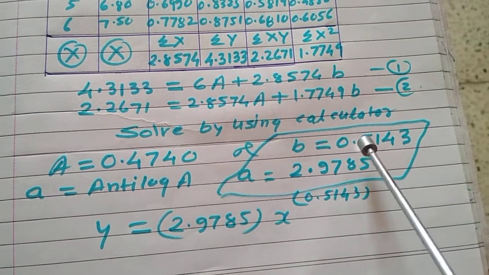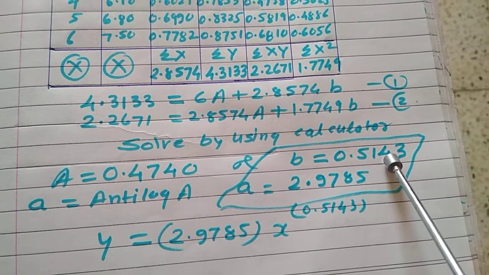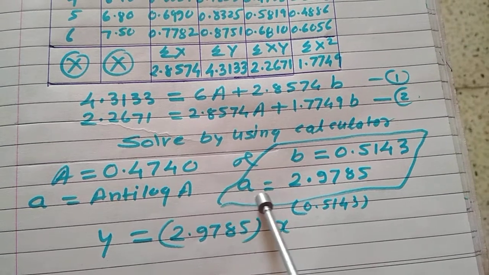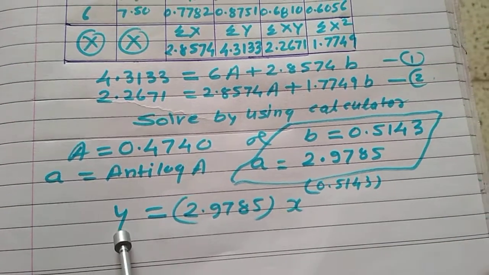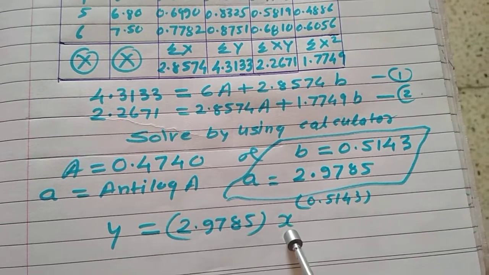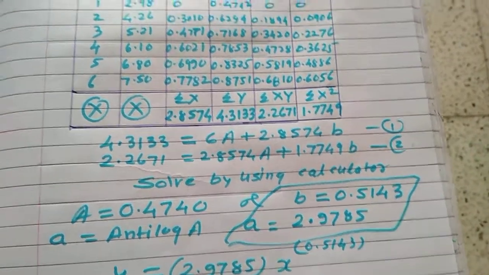So in this problem, b is original, so don't take anti-log. But the small a value is 2.9785. And in this way, my answer is y is equal to 2.9785 x raised to power 0.5143. Now the third type of problem.